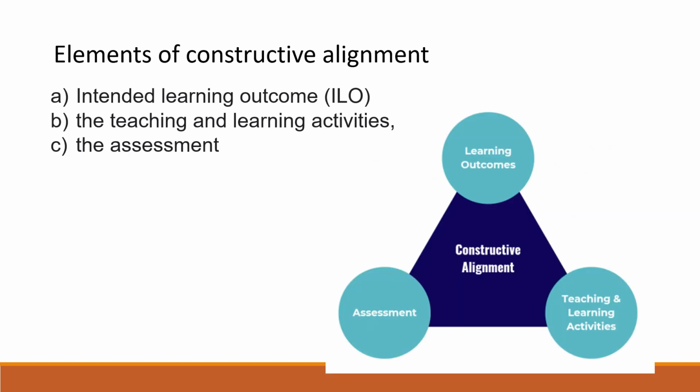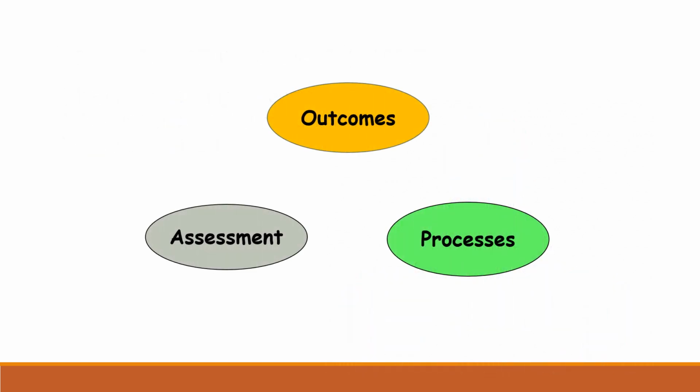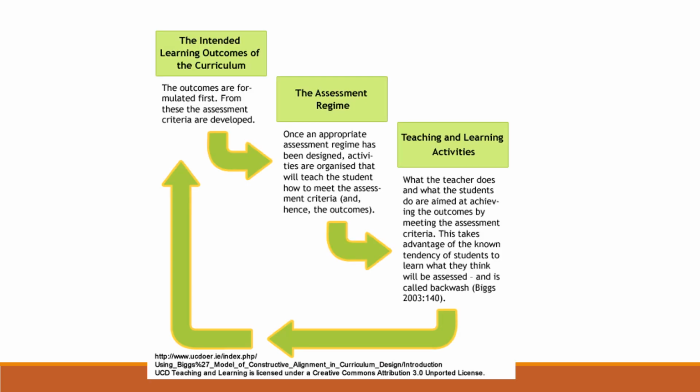Now, the basic elements of constructive alignment are also what we are talking about. The first one is the intended learning outcomes. You have to know where you're going. The second one is teaching and learning activities. How are we going to get there? And the last one is assessment. Did we get there? And how did we get there? Did we get there in peace or in pieces? Outcomes, the process, and then of course the assessment. Everything works together to achieve our constructive alignment.